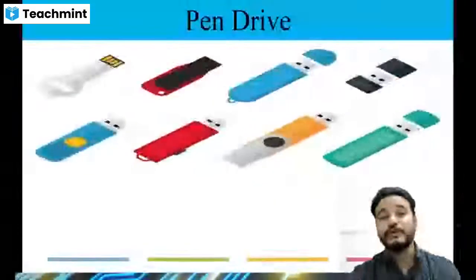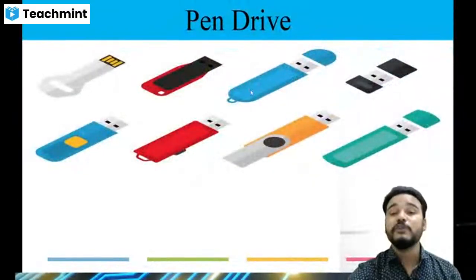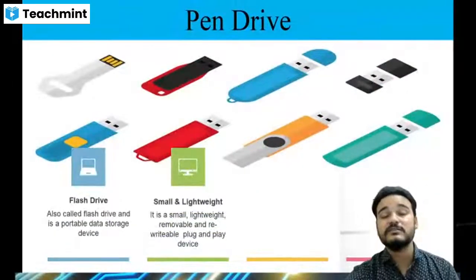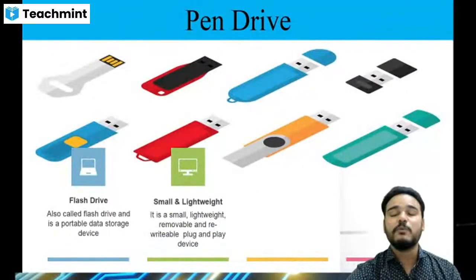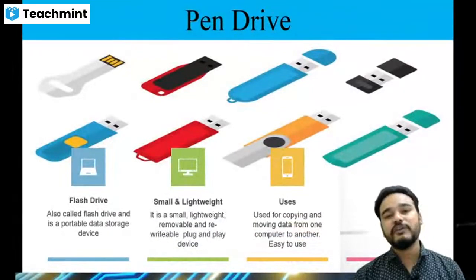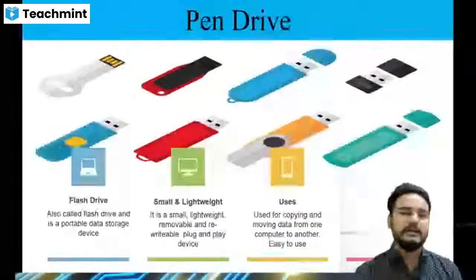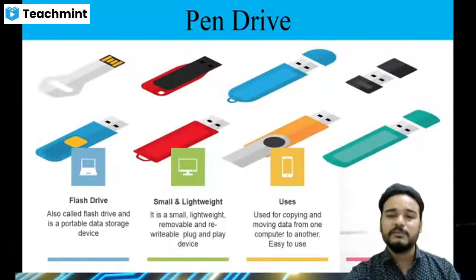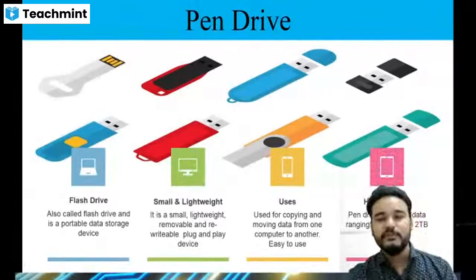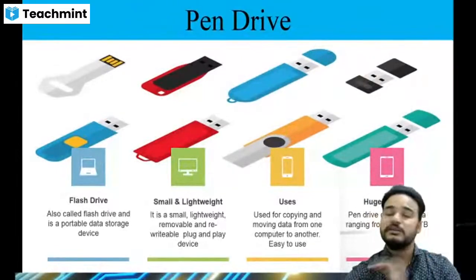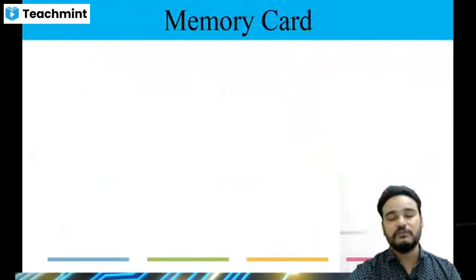Then pen drive, no need to explain, we all have seen a pen drive, which is a small flash drive, a plastic device, also called a flash drive, which is very small and lightweight, and can be carried from one place to another easily. That is why it is used, and it can store 8 MB to 2 TB. It is small, but it can store a huge amount of data.